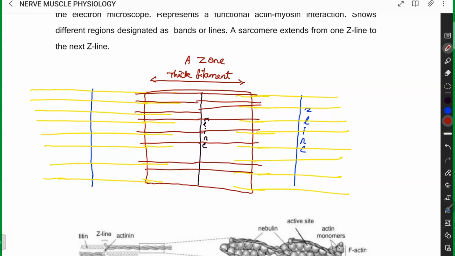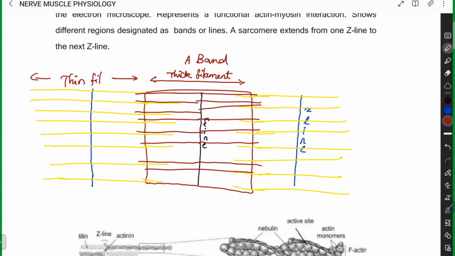Okay, so like this you have. This is going to be your thick filament, and this zone is going to be your thin filament. Clear? So now you understood what a thick filament is and what a thin filament is. You understand what the A zone is, the region within the A band. So this is going to be called the A band.